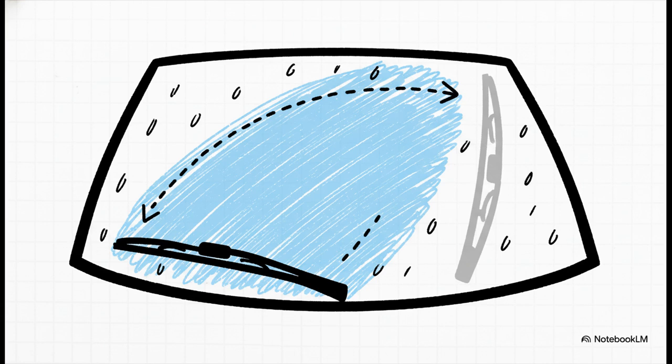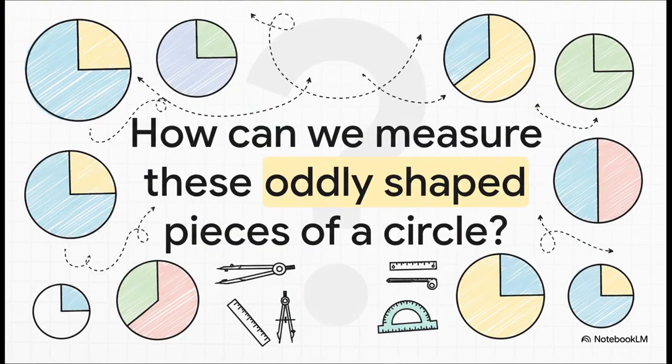All these problems might seem totally different, but they all share the same geometric secret. So this brings us to the big question, doesn't it? How can we find a simple, reliable way to measure these super common but kind of weirdly shaped pieces of a circle? Well, the solution starts with just giving them the right names.